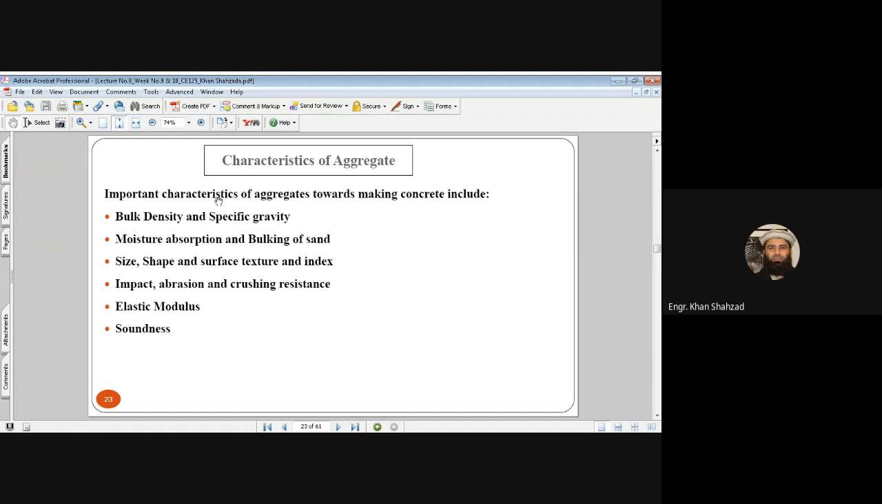The important characteristics of aggregates towards making concrete include the bulk density and the specific gravity of the aggregates, the moisture absorption and bulking of sand, the size, shape, and surface textures, and index, that is the fineness modulus. I will explain this in detail. Then the impact, abrasion, and crushing resistance of the aggregates, elastic modulus of the aggregates, and soundness of the aggregates. All these are the characteristics of aggregates which affect the properties of the concrete.